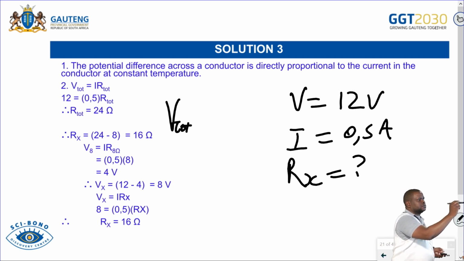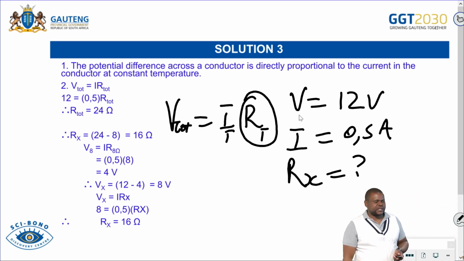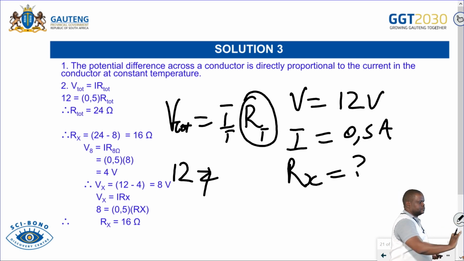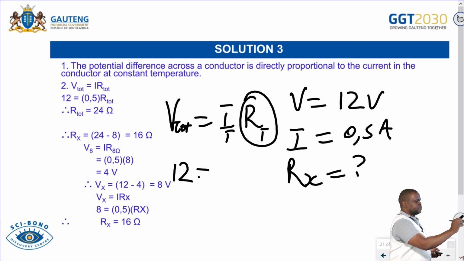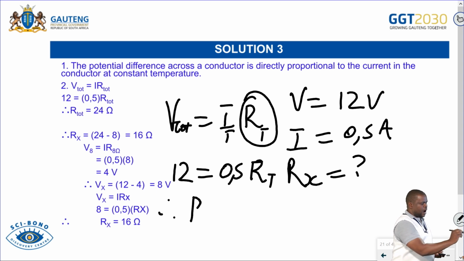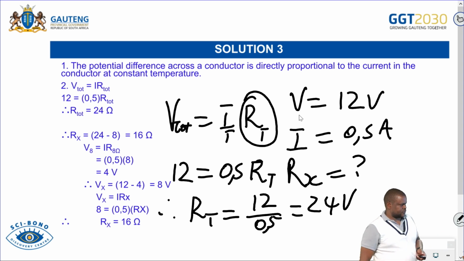V total is equal to I R total, in order to get the total resistance. Now our grade 11s, what we can do is we can say we know that V total is 12, which is equal to our current, which is 0.5, and then we have our R total. Therefore, grade 11s, our R total will be equal to 12 divided by 0.5, which is going to give us what? 24 ohms.